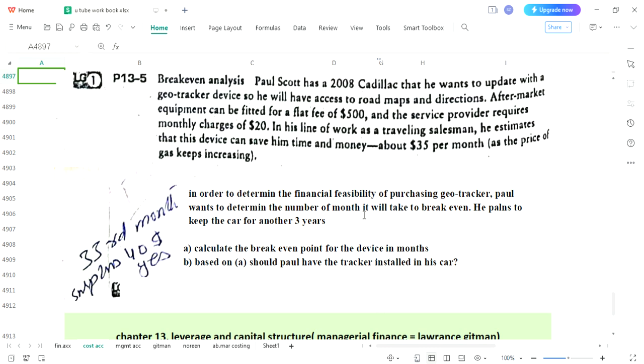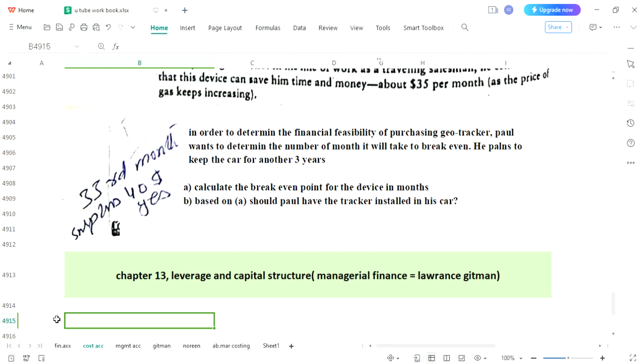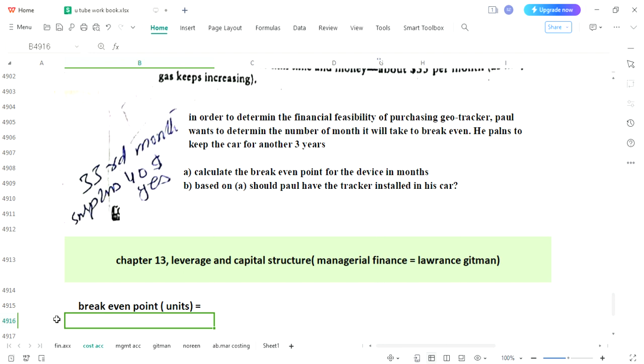Paul wants to determine the number of months it will take to break even. So we want to know how many months this tracker will take to reach the break-even point. The simple understanding is he has invested $500, and under this requirement we will come to know how many months it would take to get $500 back. And then he plans to keep the car for another 3 years. So we are going to calculate our break-even point in terms of units. Kindly keep it in mind, it's in units.